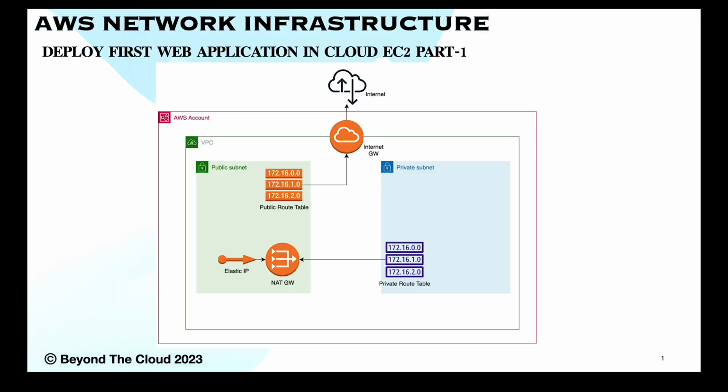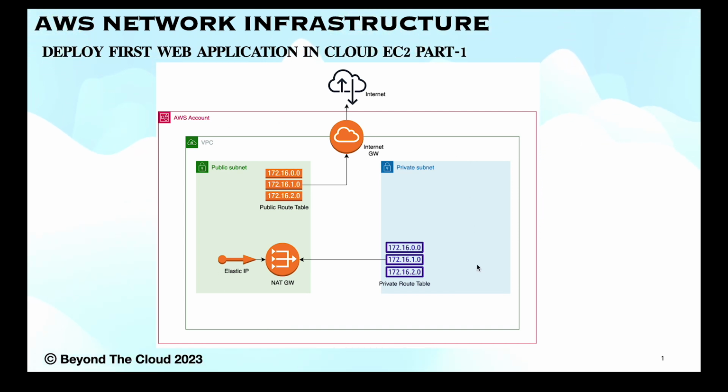So this is a short introduction of what we will do in this particular video. As I said, we will be deploying our first web application in cloud. So we cannot do that by default, right? Before that, we need some prerequisites. So what are the prerequisites? We need to have one network infrastructure where we will be deploying our EC2.